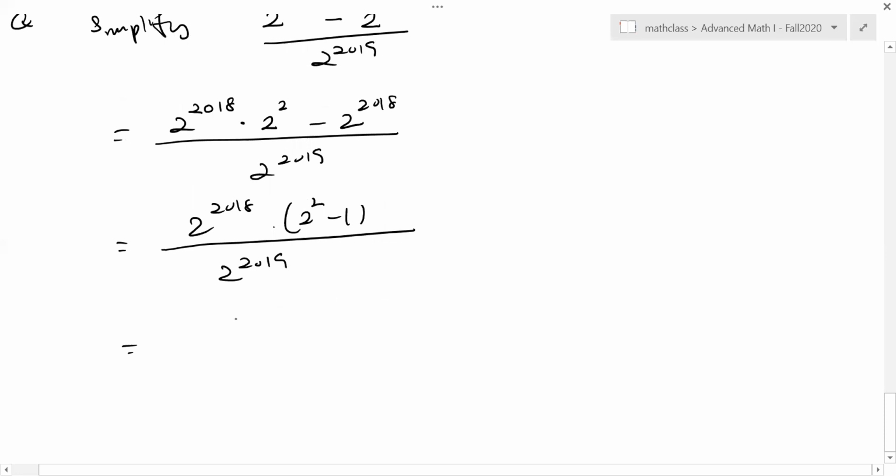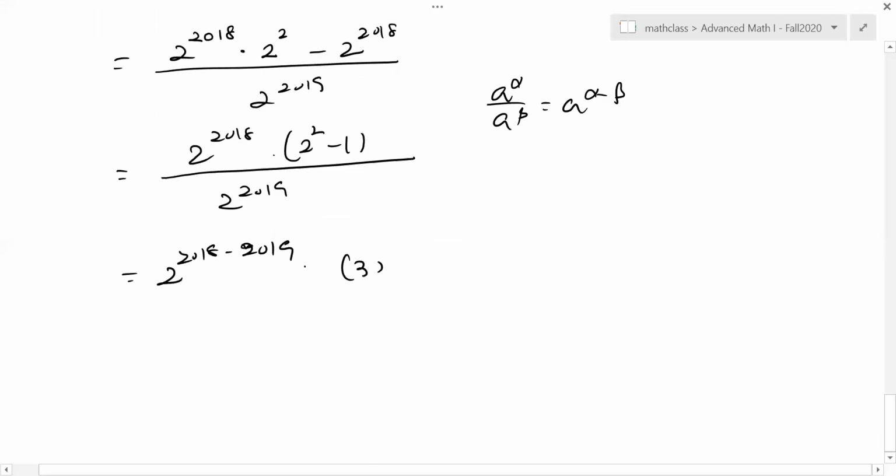Then the formula we're going to use is this formula: a to the alpha over a to the beta is a to the alpha minus beta. So 2018 minus 2019, and here's just 3. 2018 minus 2019 is going to be 2 to the negative 1, right? So 2 to the negative 1 is just 1/2, so it's 3 over 2. Okay, so you can simplify to 3 over 2.